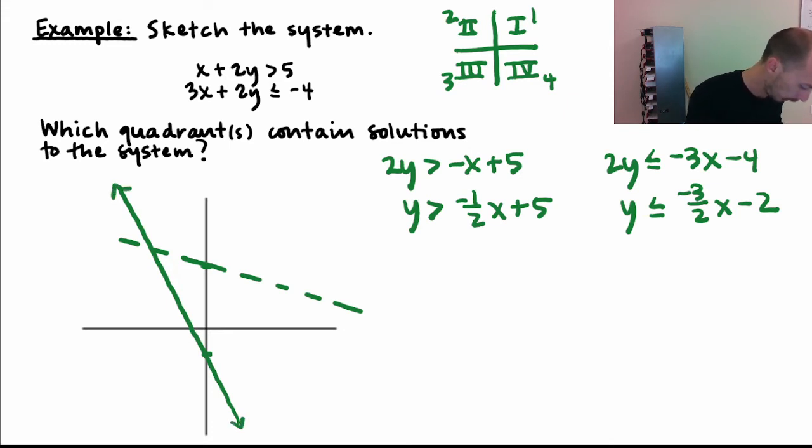Depending on the directions of these inequalities, I might need a little more of this line, so I extended it. y is above the dotted line, because y is greater than, and y is below the solid line. So that is going to be this region out here. The only quadrant that contains solutions, because it's going to keep going that way, is quadrant 2.